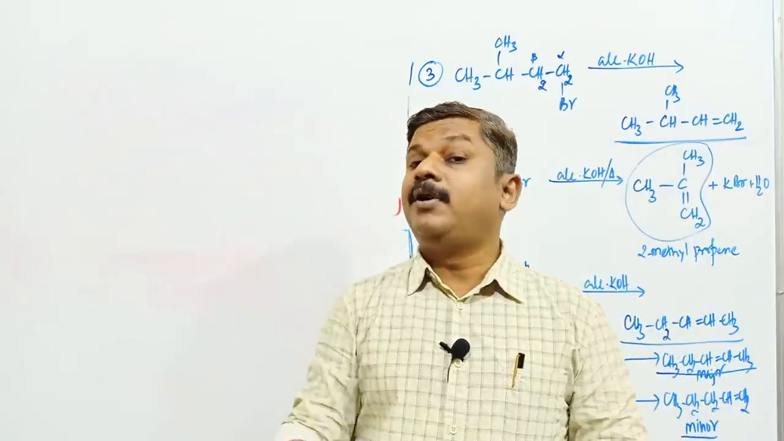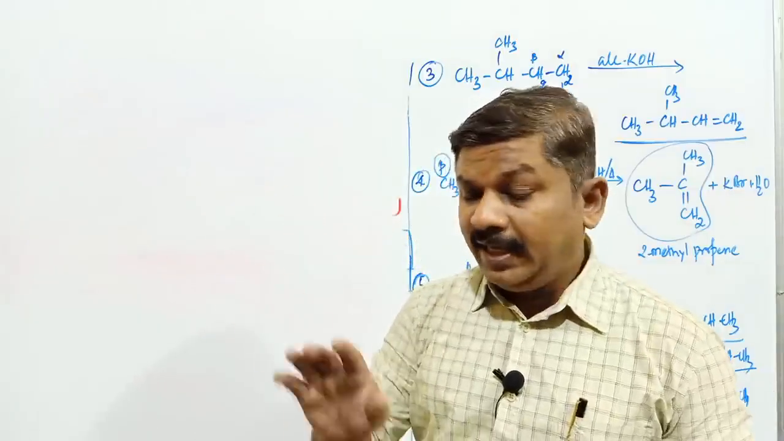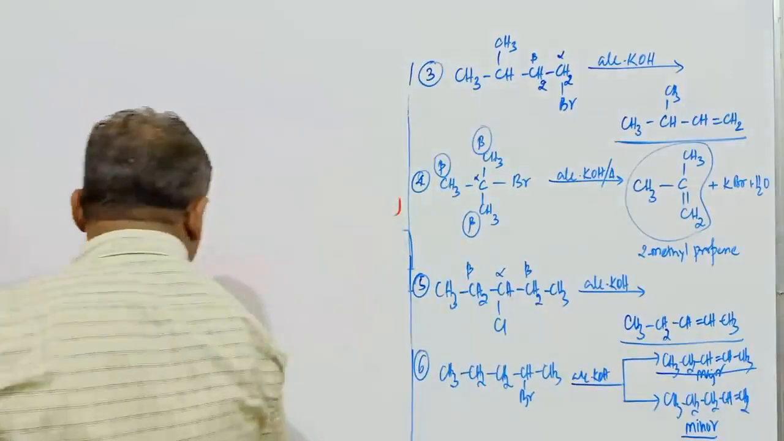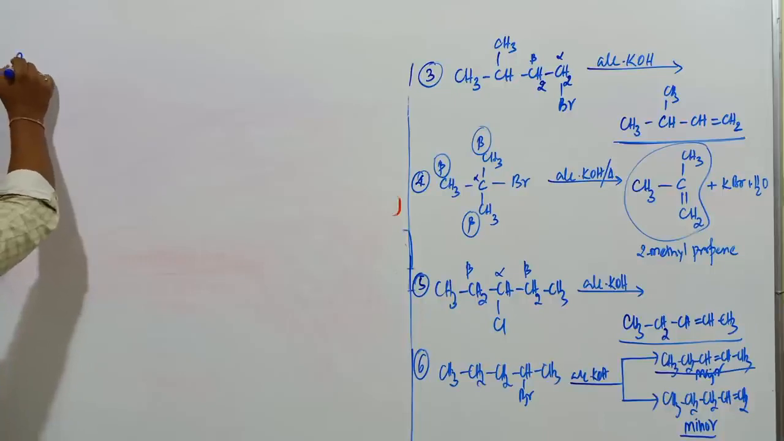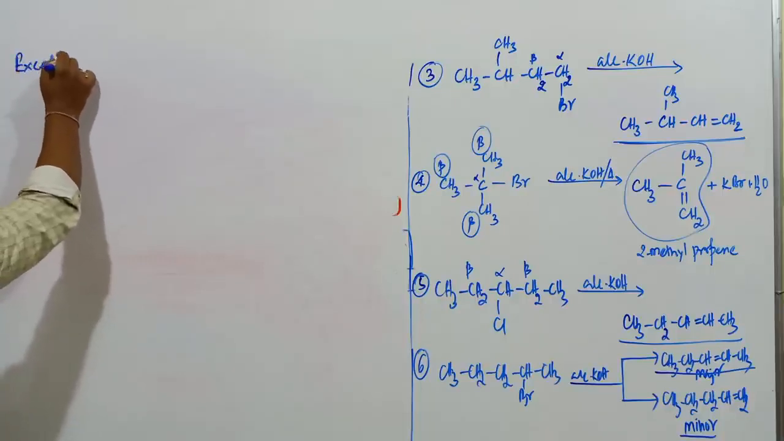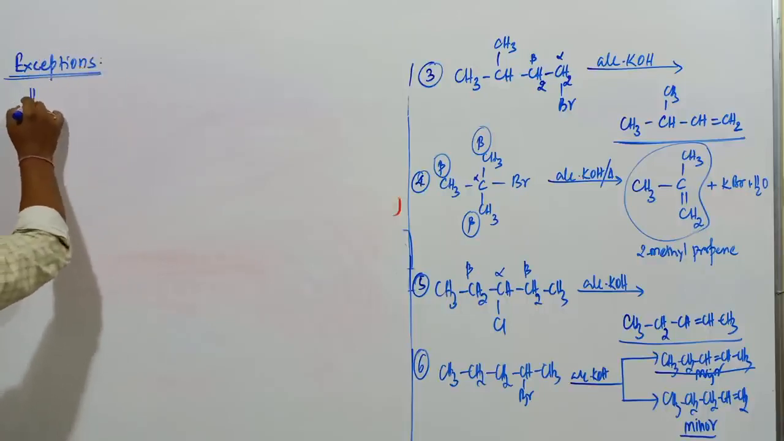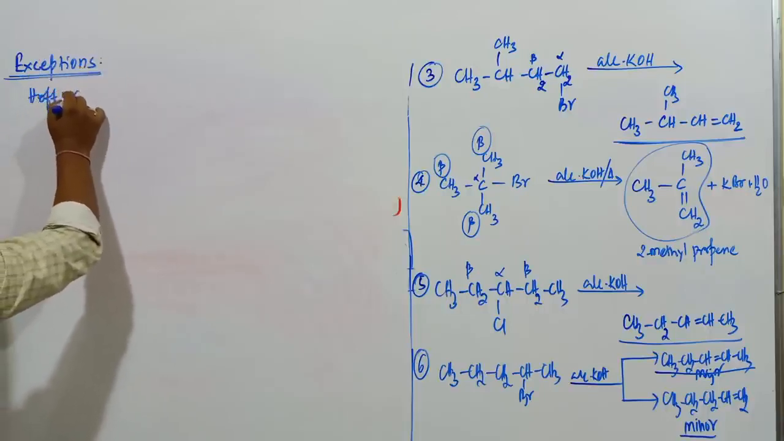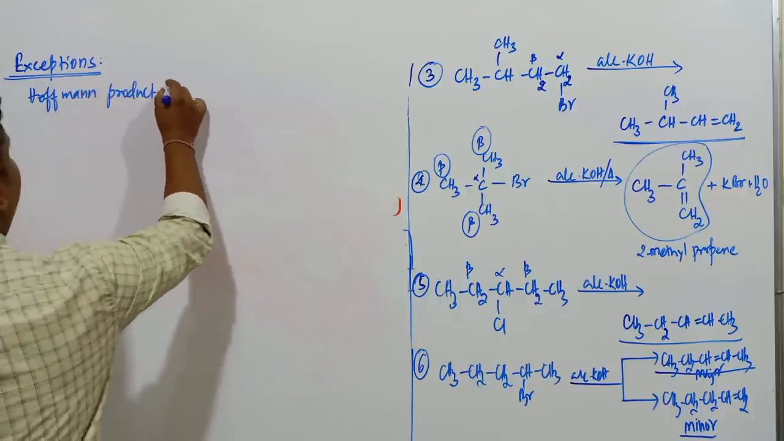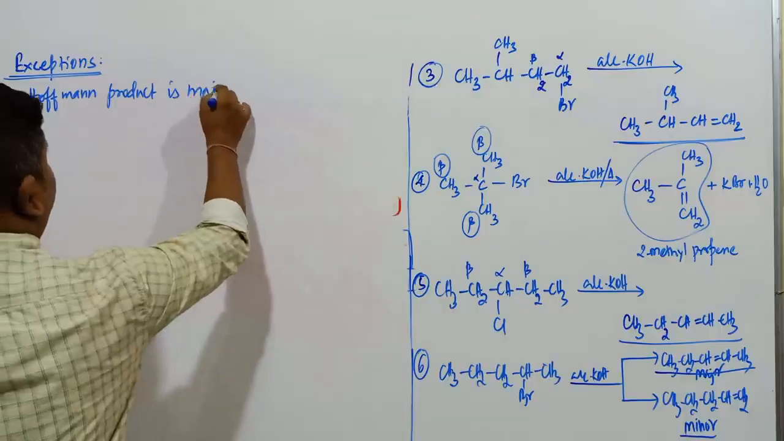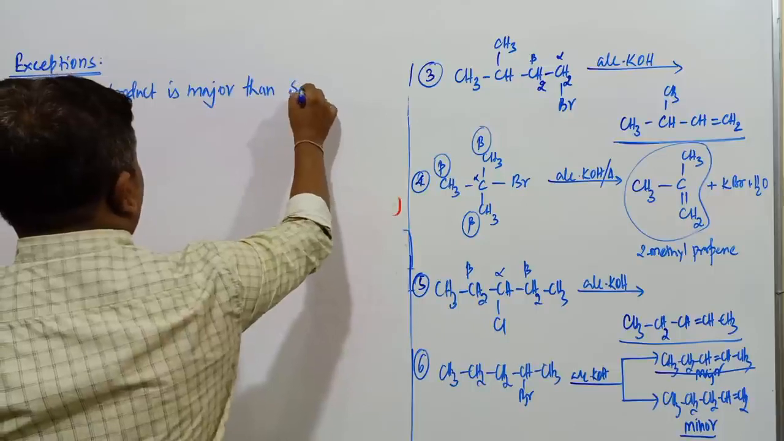So the Hofmann product will be the minor product, and the Saytzeff product is the more stable, major compound. There are some exceptions. Remember, exceptions. What exceptions here? Hofmann product is the major product rather than the Saytzeff product.